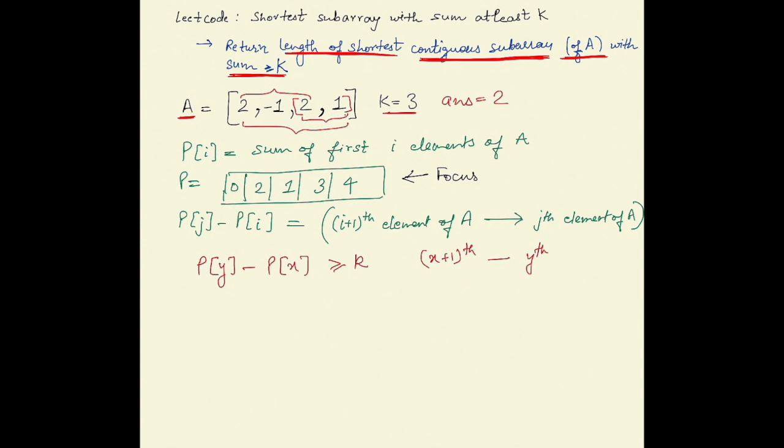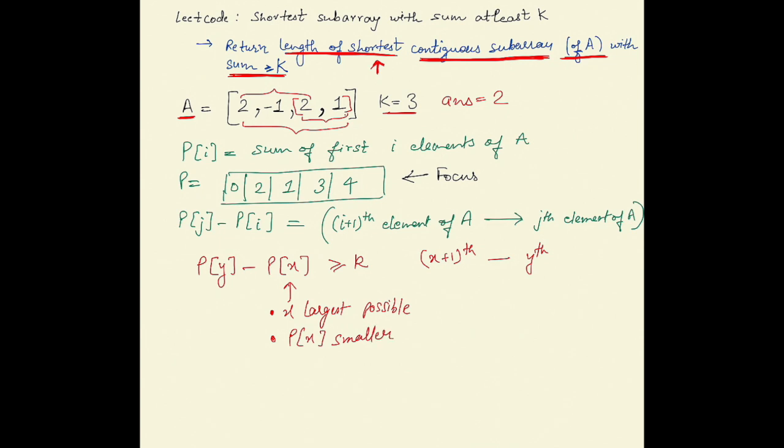Since we have to minimize the length of this subarray, we have to find x and y such that they are very close to each other. So for every y, we want x to be the largest possible. The greater the x, the better, and the smaller the P[x], the better.